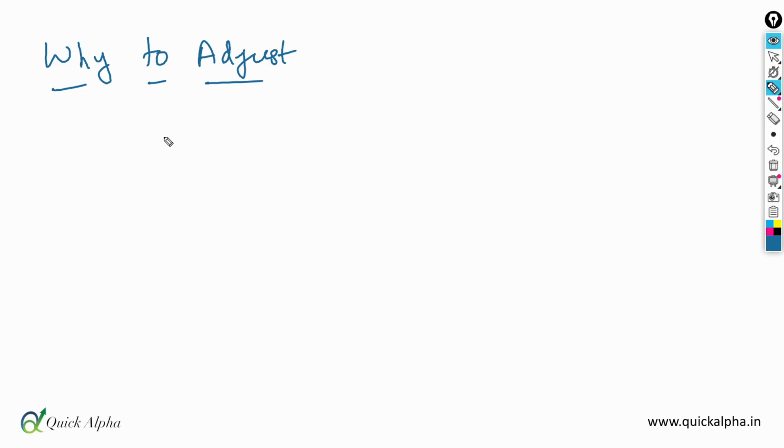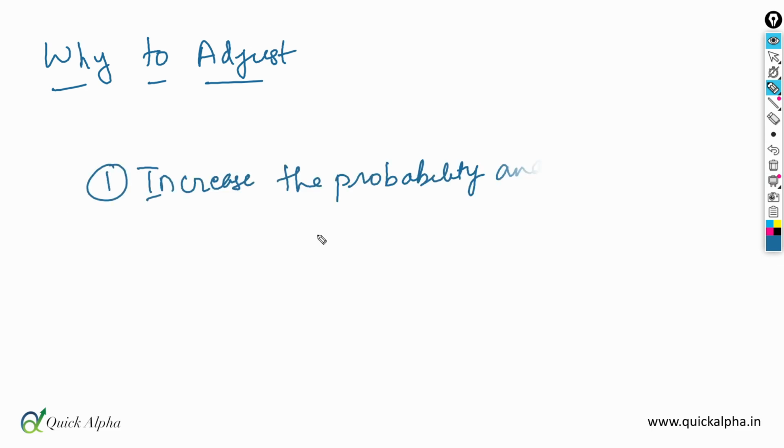Whenever we have to discuss why we should adjust a trade, there is only one main reason, and that is to increase the probability and the range. So what exactly do I mean by increasing the probability and the range? For this, let's quickly open Stockmock, and using the simulator, I'll explain what I mean.